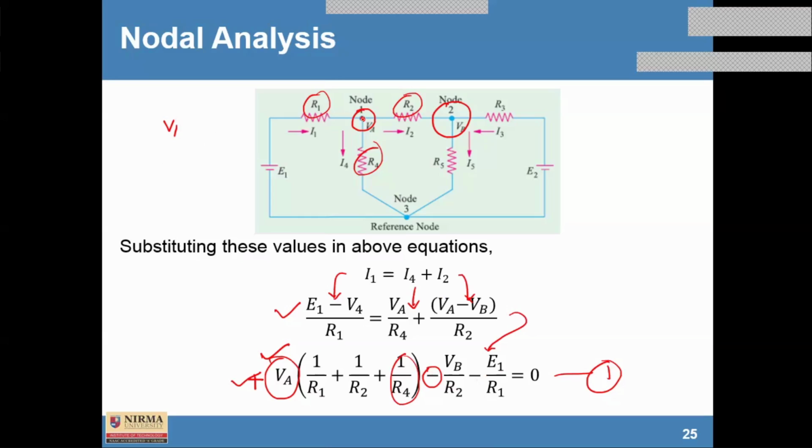So here, which node will be with this? VB will be there. Fine. So VB, and which resistance comes in between? R2. So minus VB upon R2, that we can write minus VB upon R2. And for E1 also we can write E1 upon R1. So minus E1 upon R1. So this way we can write an expression directly if we know this node potential and the different parameters. Are you with me, all of you?